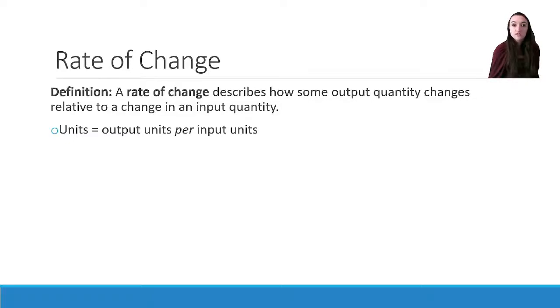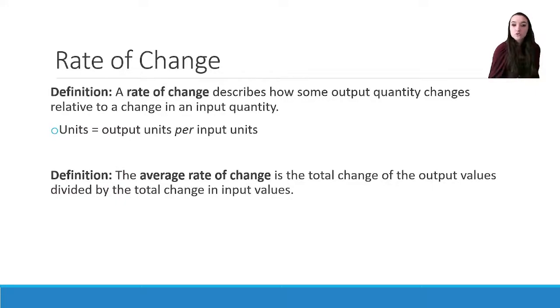A rate of change just describes how some output quantity changes relative to a change in an input quantity. In this case, if I input hours, I output miles driven, or whatever distance traveled. So miles per hour is a rate of change. Our units are output units per input unit. So in a lot of these word problems, you're going to need to think of slope as not just numbers, but also using their units. It's going to be very important that you remember to include units in these problems.